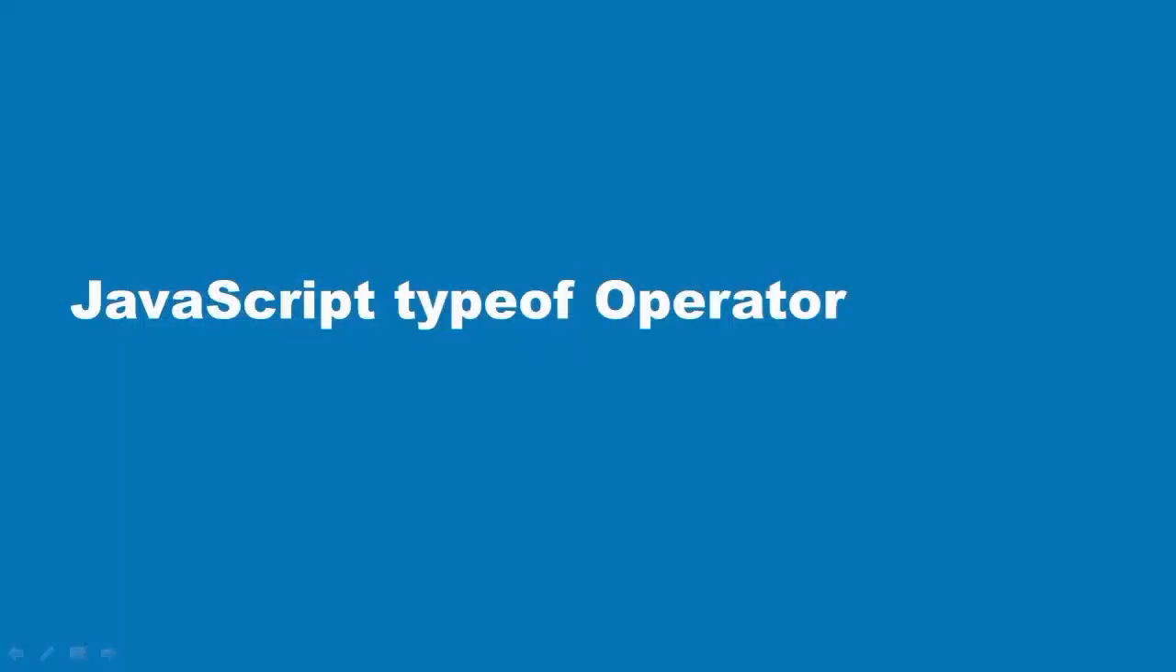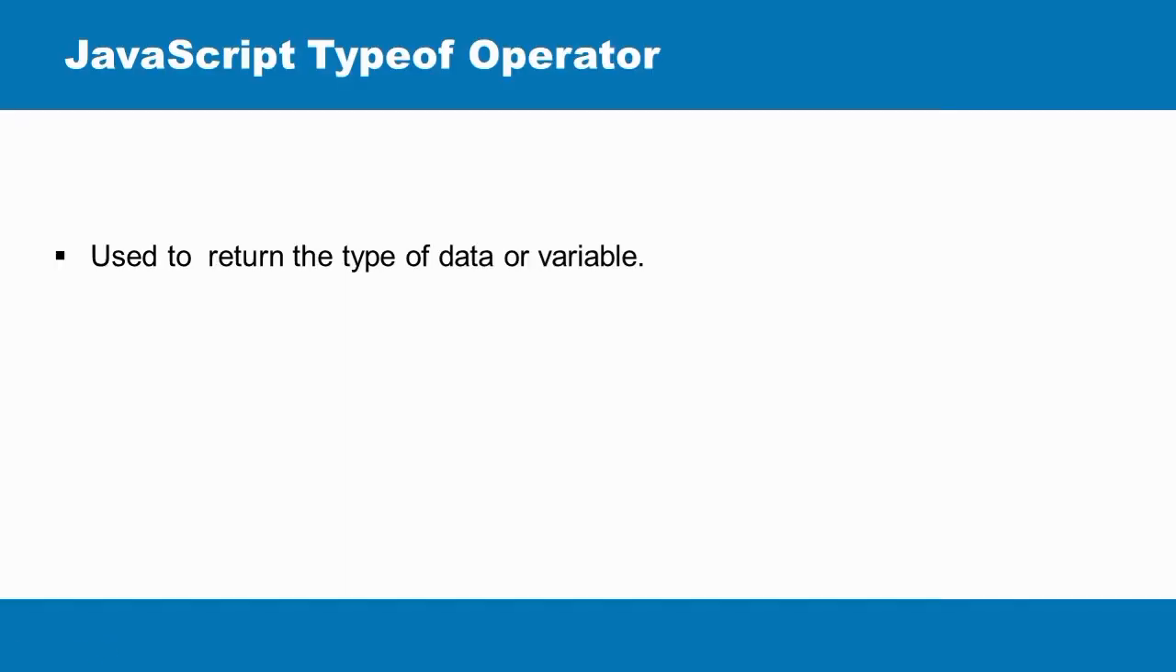Hello and welcome. In this video I'm going to introduce you to the Typeof operator in JavaScript. This operator is basically used to find the data type of a JavaScript variable. If you are not sure what type of data that a variable stores, you use the Typeof operator to return the type of data or variable.